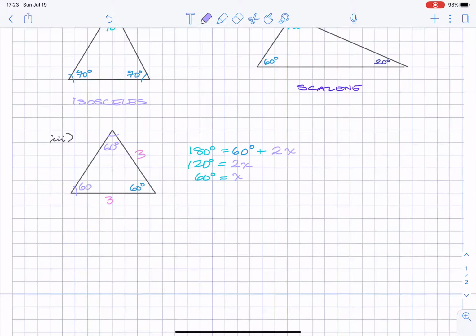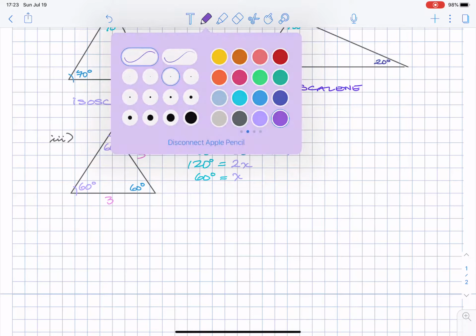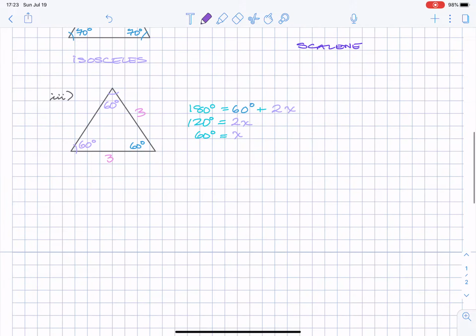So what type of a triangle is this? Well, all three angles are the same, meaning all three sides are the same. So this is an equilateral, so same side. All three are the same. So hopefully that makes sense.